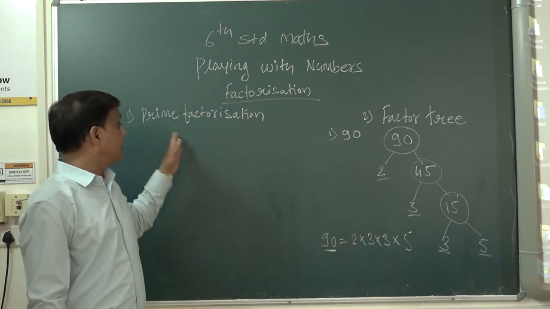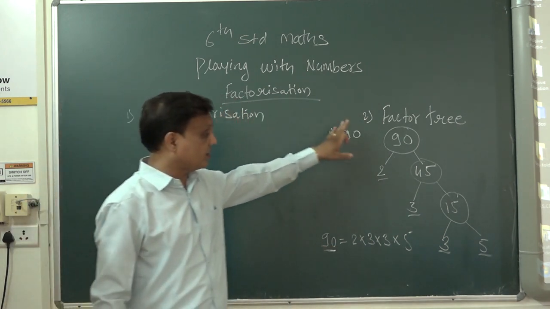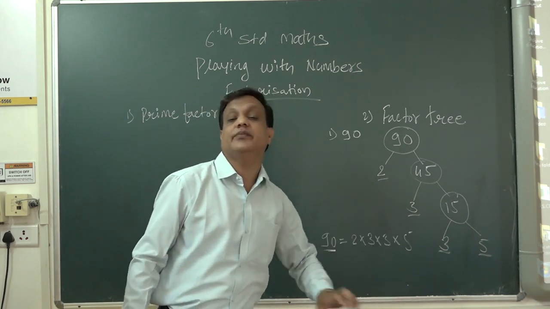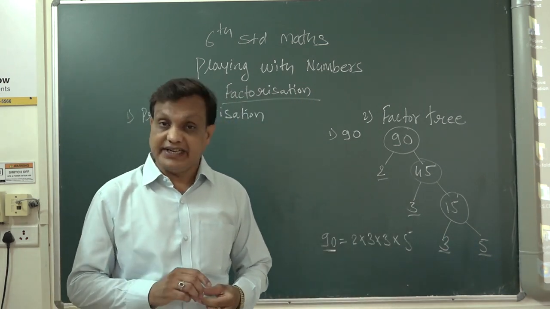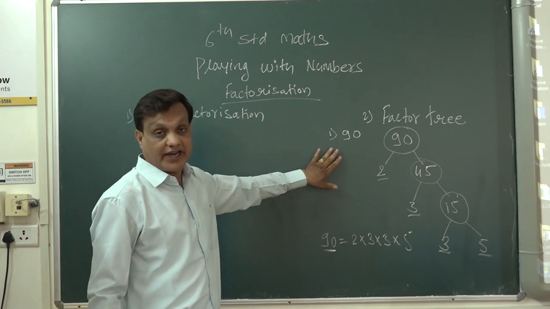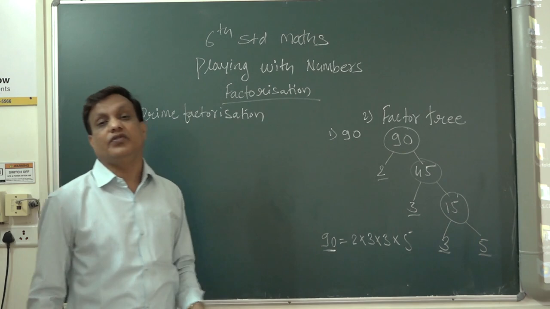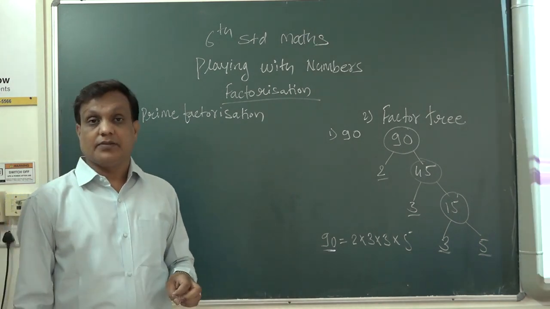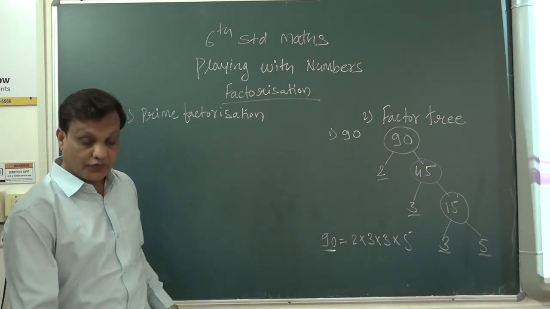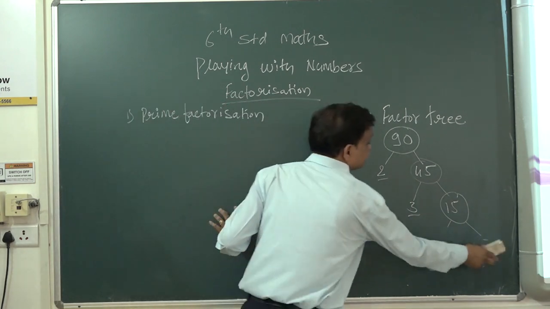In both cases, in prime factorization and in the factor tree, you will get the same factors, but the method is different. So now this is how we find the prime factors with the help of the factor tree. And before, we found the prime factors by factorization. Now we will go for the next number, that is 72.